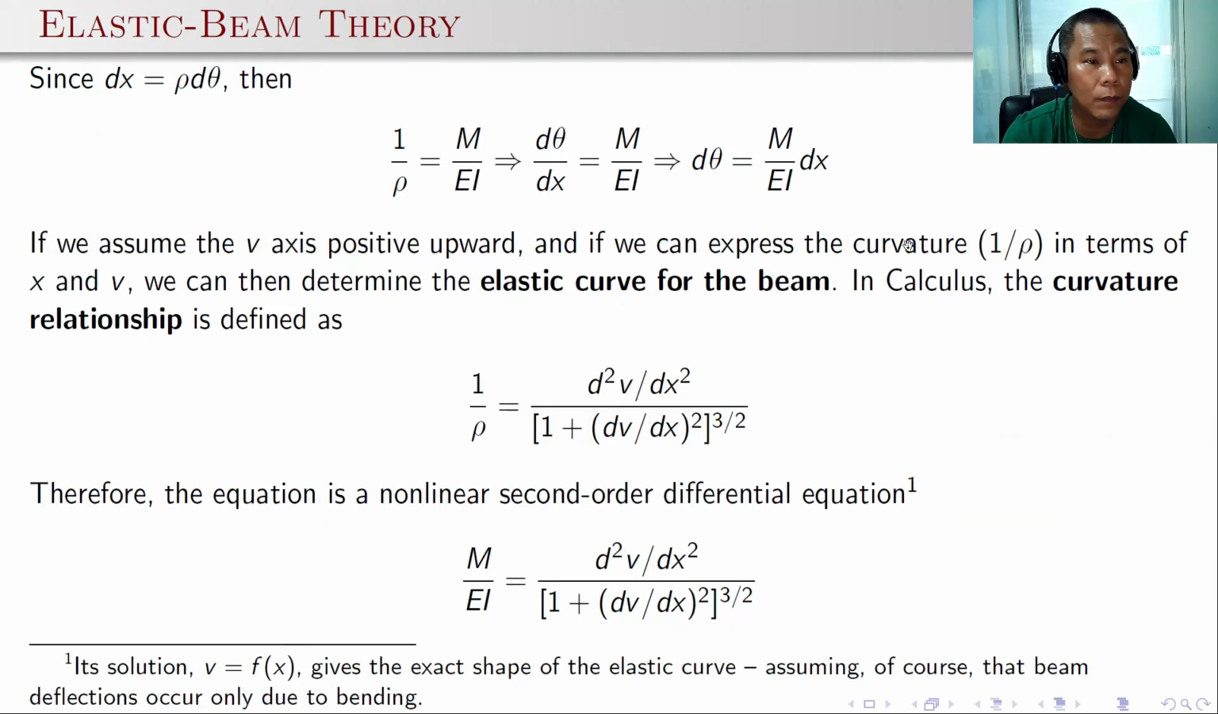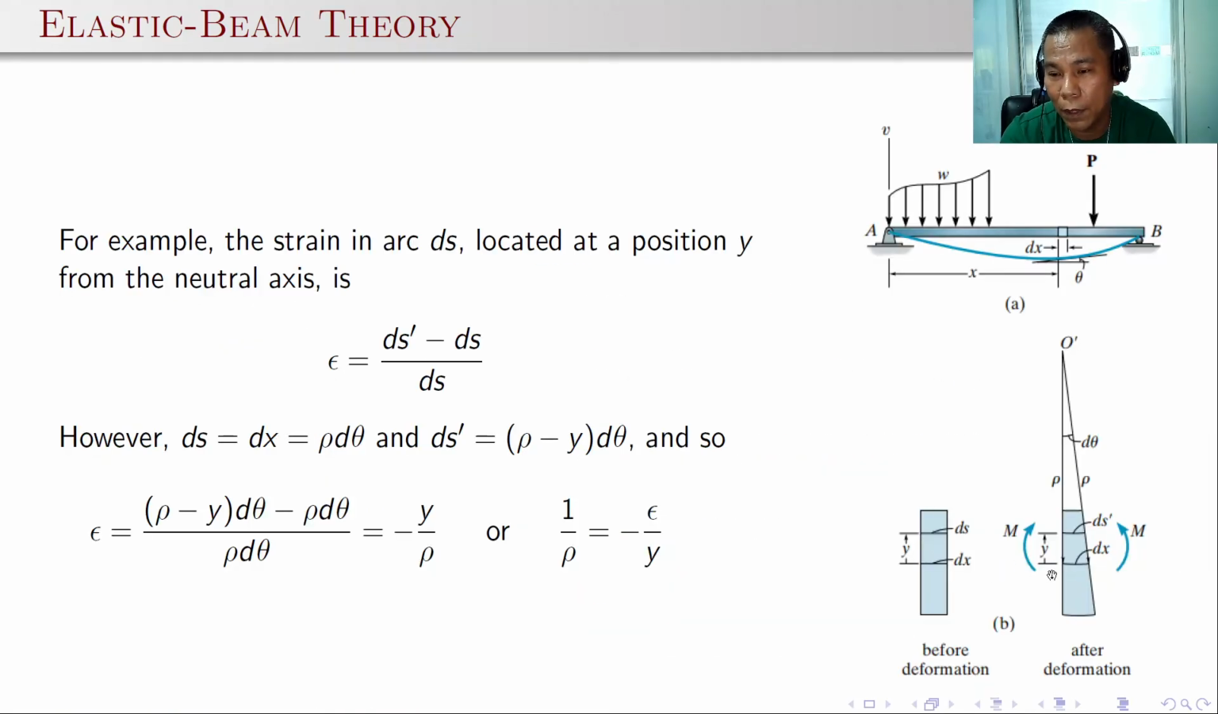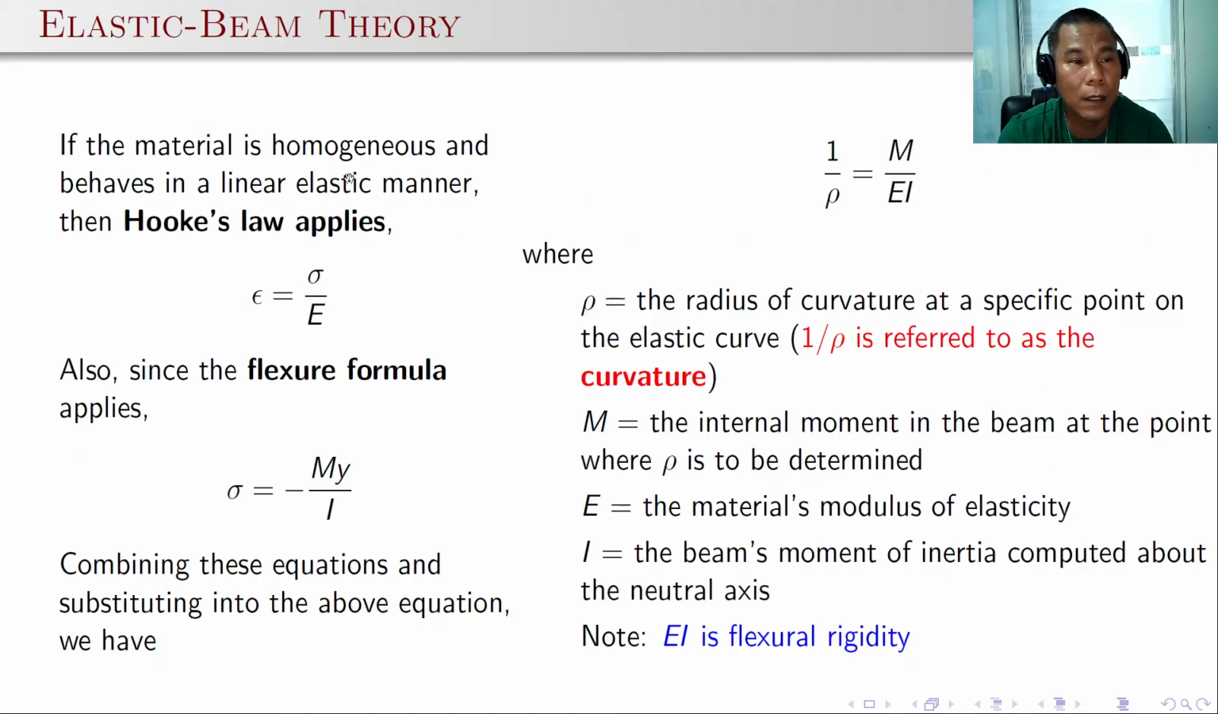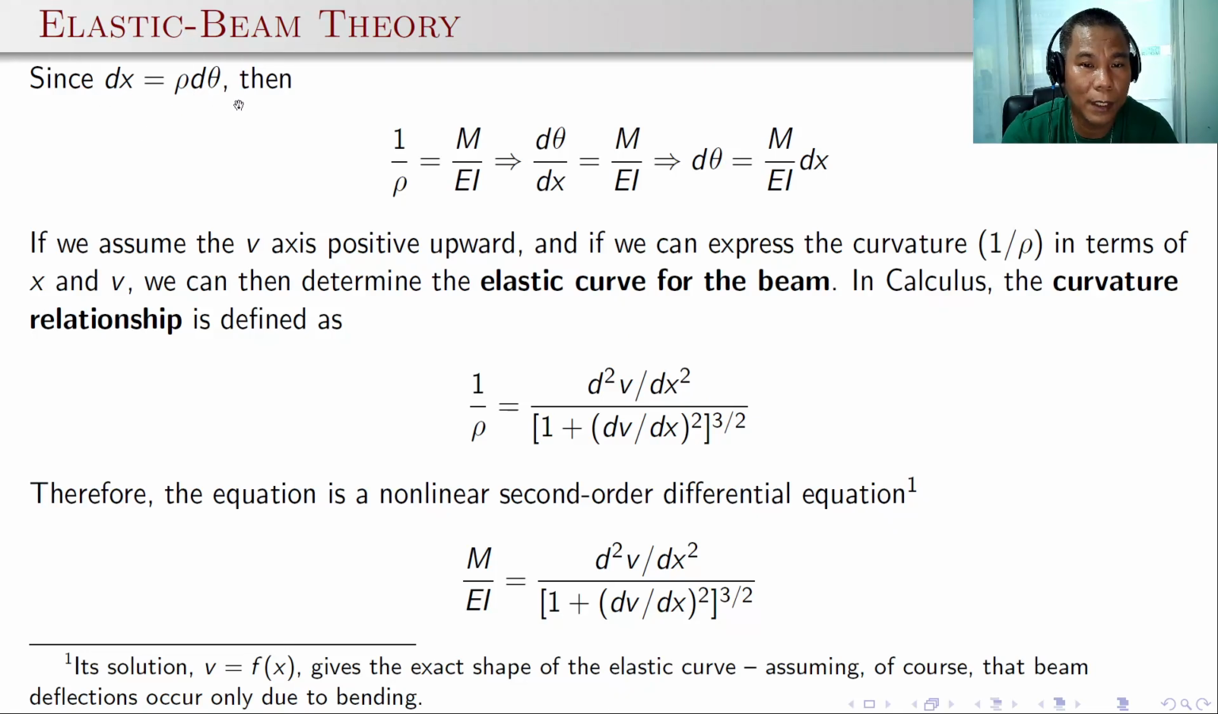And since dx is equal to rho d theta from the diagram, this is dx is equal to rho, the radius of the curvature, times the angle d theta. So that's dx is equal to rho d theta, then we can substitute that into this equation. 1 over rho is equal to M over EI. 1 over rho here is equal to d theta over dx. So by substituting that, we can compute for d theta, which is equal to M over EI dx. So here the equation says that we can compute for the rotation theta according to this equation.